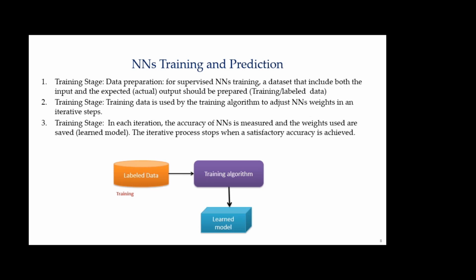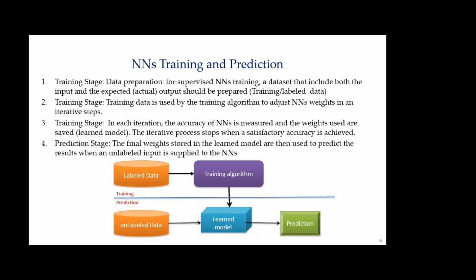Now, once weights are defined, we can use them later in production or deployment by providing unlabeled data and using the output of the model as the expected or estimated result. That's why it's very important to train the model well to produce results at the highest possible accuracy.